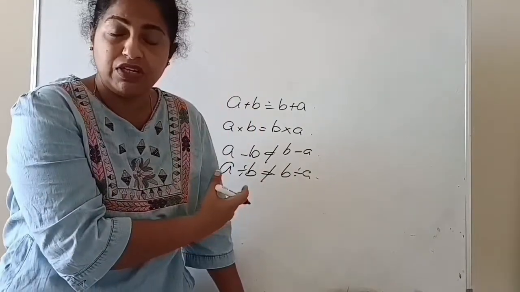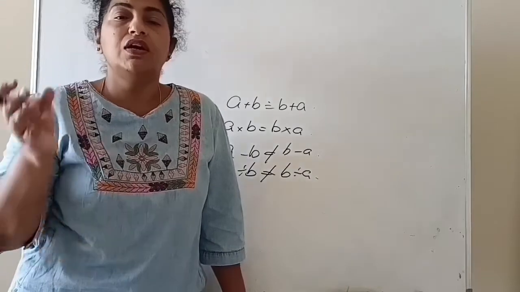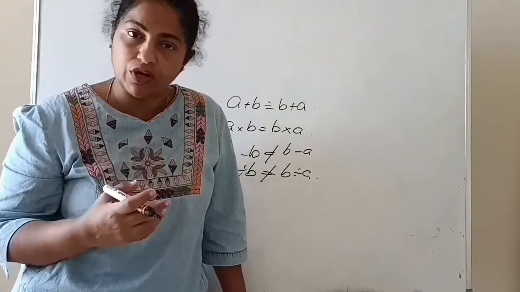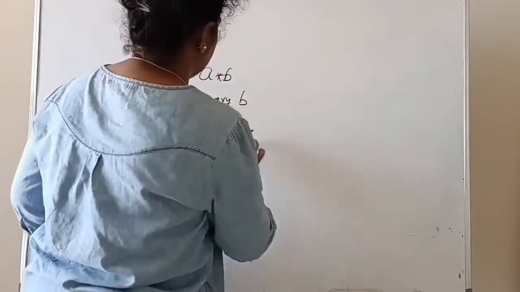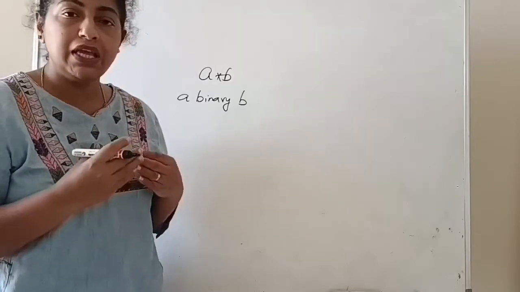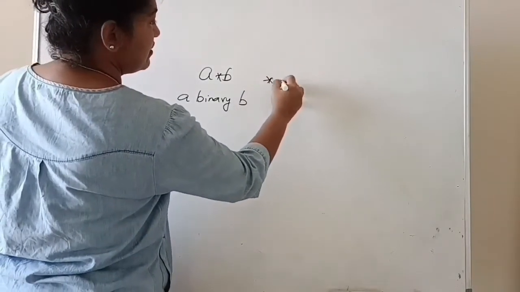Now let us also check. I have explained about the commutativity here of addition, subtraction, multiplication, division, which you obviously know. Now let us learn to check whether a given binary operation is commutative or not. Suppose you have a random binary operation which is given by a binary b, and this binary operation is defined in a set, let us say X.